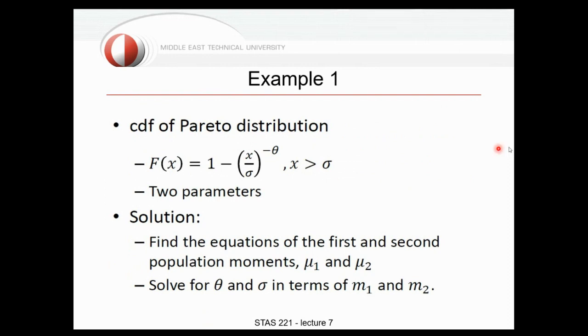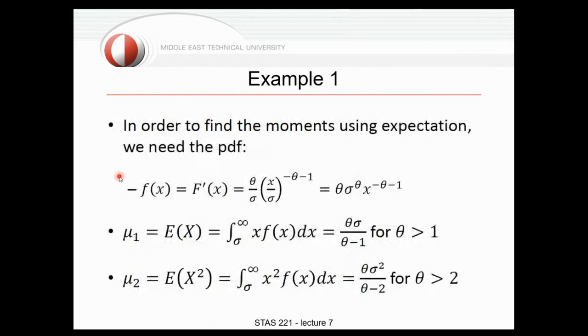Assume that we have such a distribution. This is the CDF of that distribution, and we want to estimate theta and sigma, and also find the first and second population moments. In order to do that, first things first, we should take the derivative of the CDF in order to have our PDF. So we take the derivative, and this is the final answer. So you see, you should go through the things that you learned from calculus in order to calculate derivatives and integrals, which we use a lot in this course.